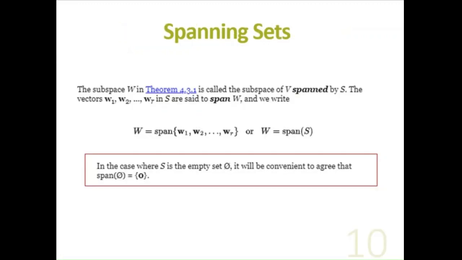It's important to note that the subspace W in that theorem is called the subspace of V spanned by S. So don't forget, this subspace W is going to be all the linear combinations of that set S. The vectors w1, w2, all the way through wr in S are said to span W. And we write that W equals the span of w1, w2, all the way through wr, or we could abbreviate that and say W equals the span of S.